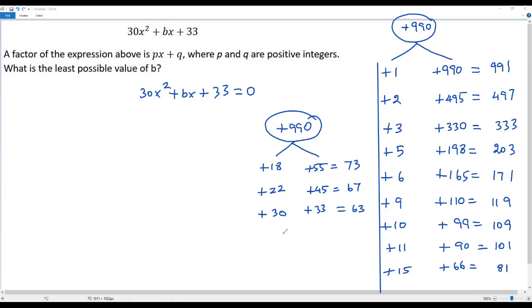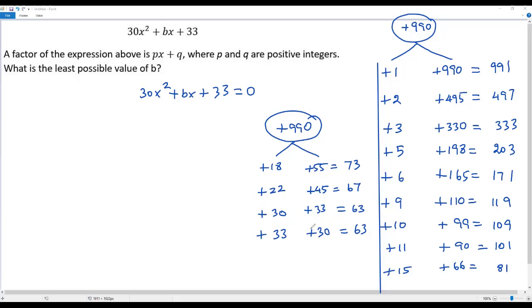Now for the other pair of factors, 31 will not work because 31 will not divide this 990 evenly. 32 also will not divide. So 33, and the other factor will be 30, because when I divide this 990 by the first factor 33, I'm getting 30. Again, I'm getting the same value 63 when I add these two factors. So in the next pair, again I'm getting the same sum, and these two factors are switched.